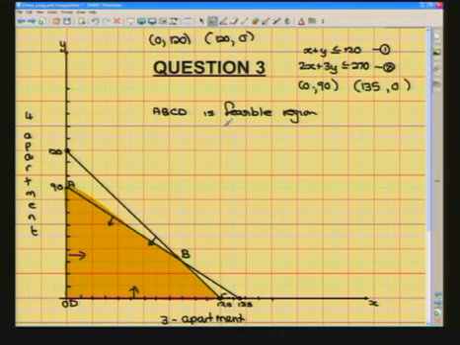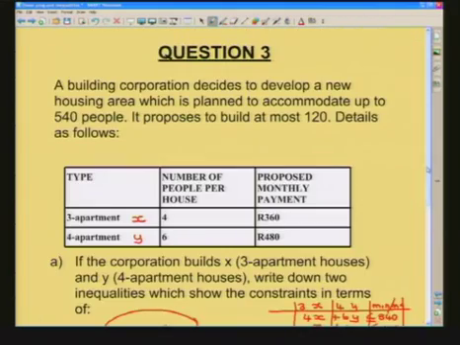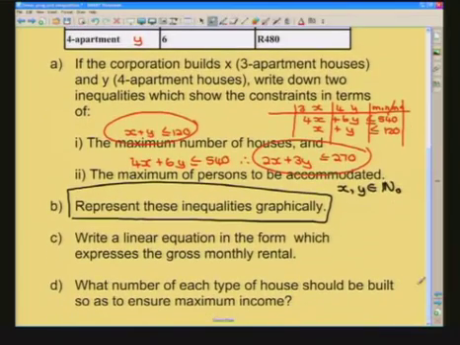And I'm going to write here, A, B, C, D is the feasible region. And just to make sure no one's confused, x and y are elements of the whole numbers. And even more so, to make no one confused, I'm going to highlight so they're clear that the highlighted area is what I'm referring to when I refer to region A, B, C, D. Right, so now we have to actually go about the rest of the question. So let's see what it said. If we go back here, it says, write a linear equation in the form which expresses the gross monthly rental.